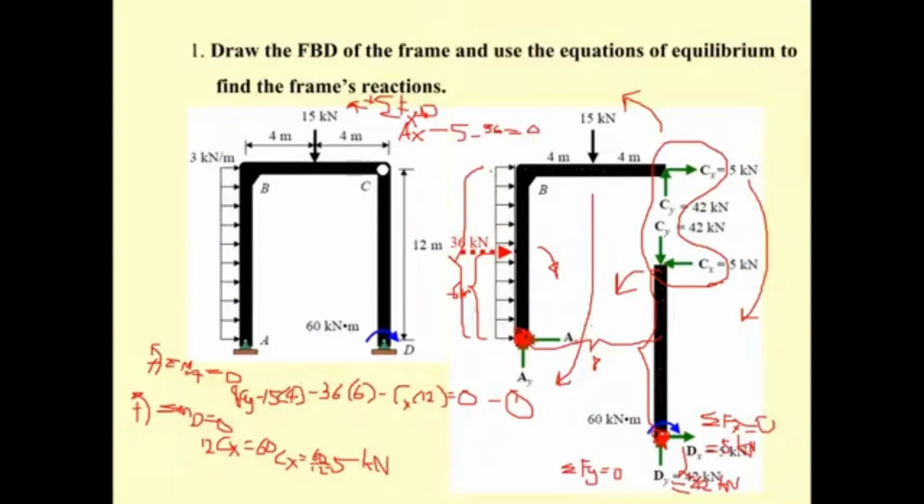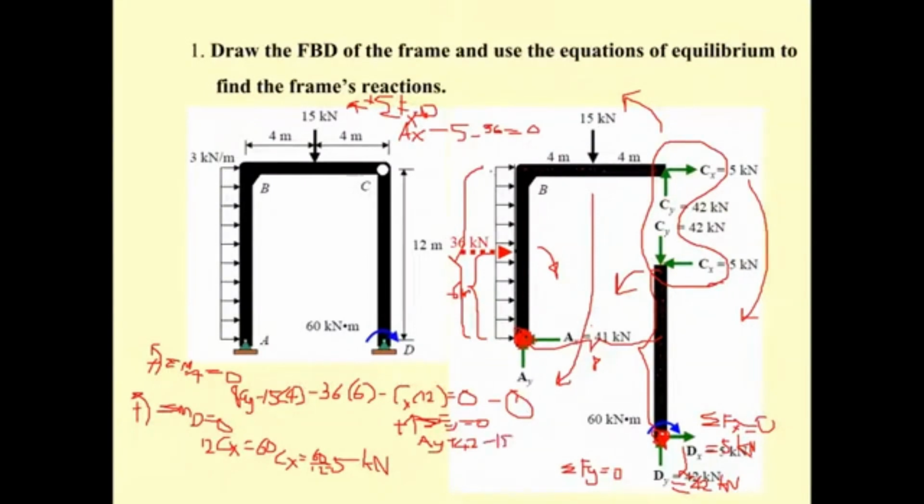So A sub x is going to be minus 41. Okay, and the last one, you have the summation of F sub y equal to 0, and then you get the A sub y upward. You put the upward as the plus, and then your A sub y up. Okay, and then 42 is also up, plus 42. And then the 15 is down, so you have to minus 15.